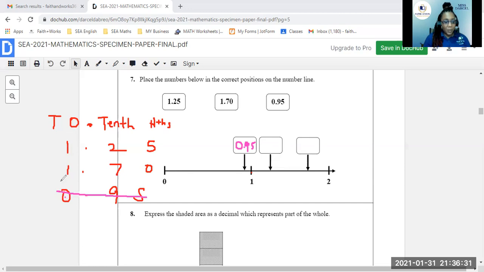Now they both have one in ones position. So let's look at the tenths position. So which is smaller? The two. Right, so we have 1.25, and then of course 0.7 is less. So 1.70 is closer to 2, right, than 1.25. Let's think of it as if you had dollars and cents. $1.25 is less than $1.70, and 95 cents is less than both of them.